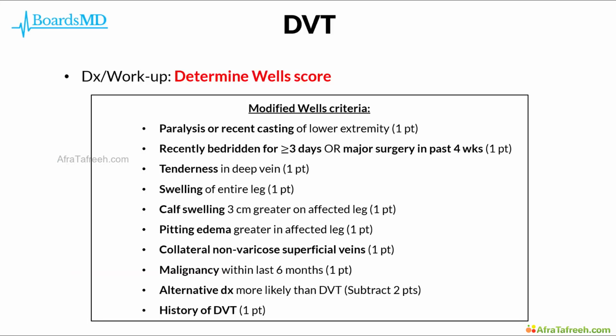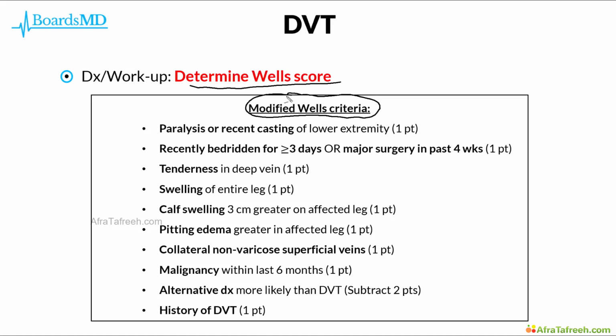Our first step in the workup and evaluation of a patient with a suspected DVT is first to determine their Wells score. This is essentially what allows us to determine the patient's pre-test probability of having a DVT, and we can achieve this using the modified Wells criteria, in which each criterion gives the patient either 1 point or takes away 2 points, as we will see as we move through this list.